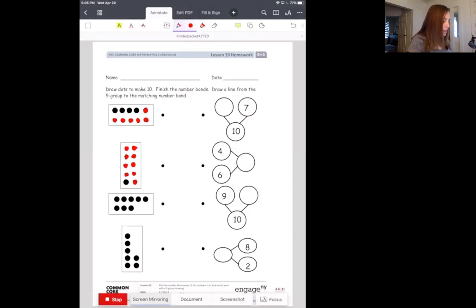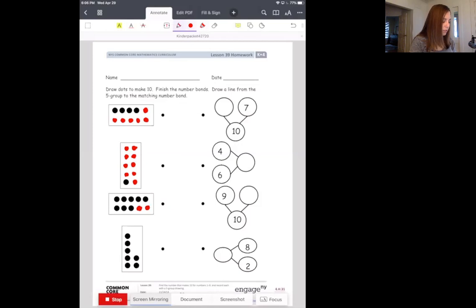We have to count in the next rectangle. How many black dots do we see? Let's count. 1, 2, 3, 4, 5, 6, 7, 8 black dots. We have to get it to 10. So what comes after 8? 9, 10. And then on the very last one, we have to count all the black dots again.